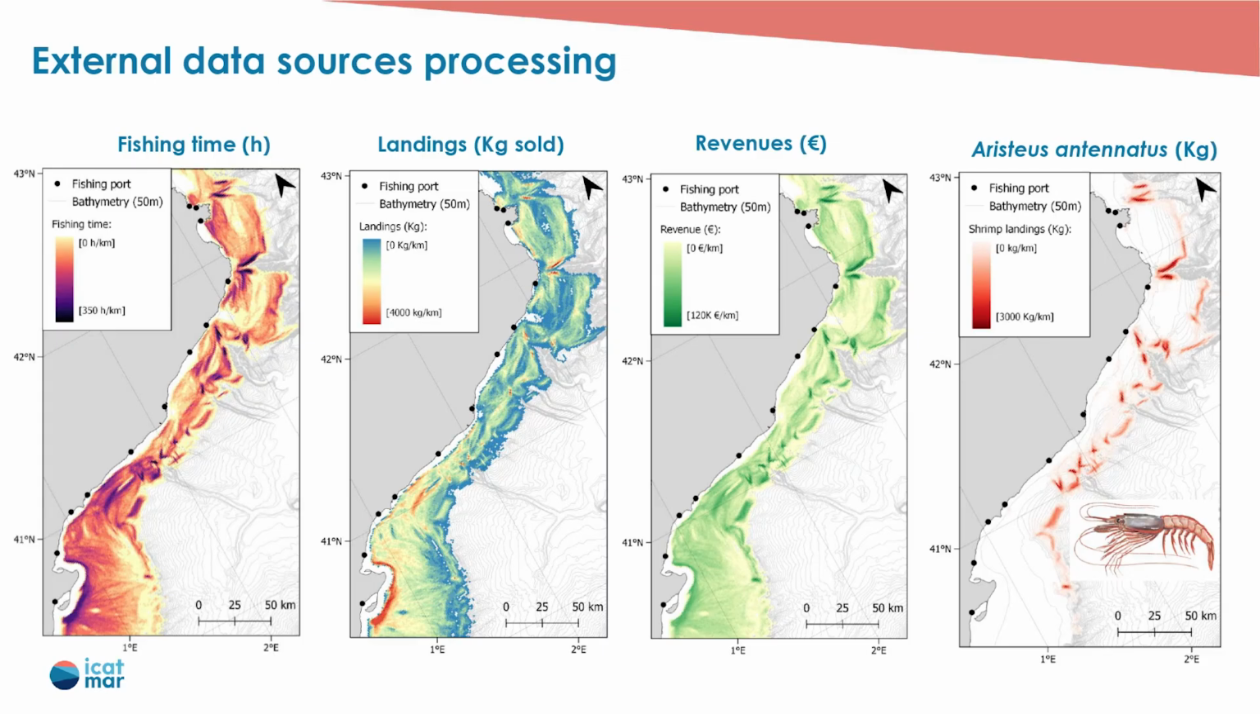So what can we do with this data when it's already prepared? We can do this kind of maps. Here you can see what we call fishing effort, which at the end is the fishing time by square kilometer on our coast. And here you can see how the different fishing grounds are well defined, and the fishing intensity in each of the square kilometers.